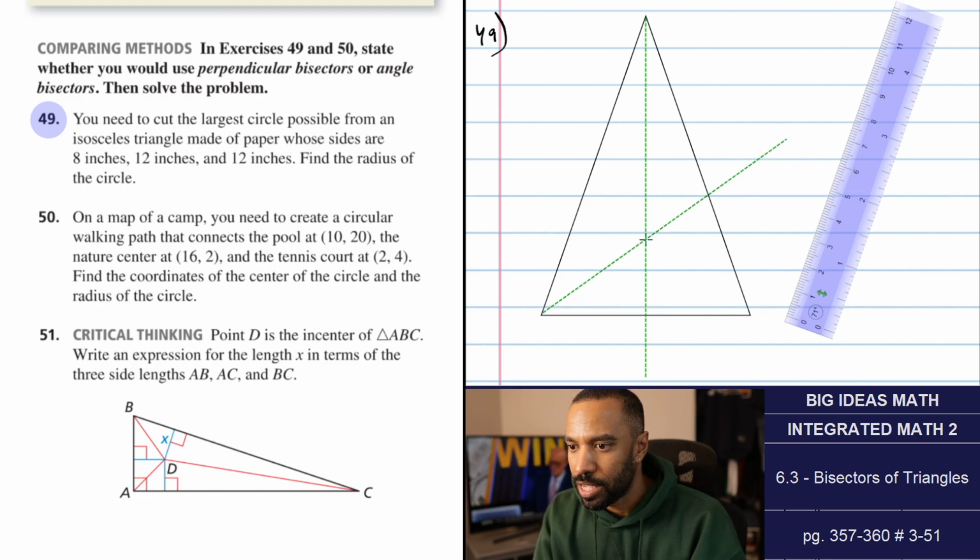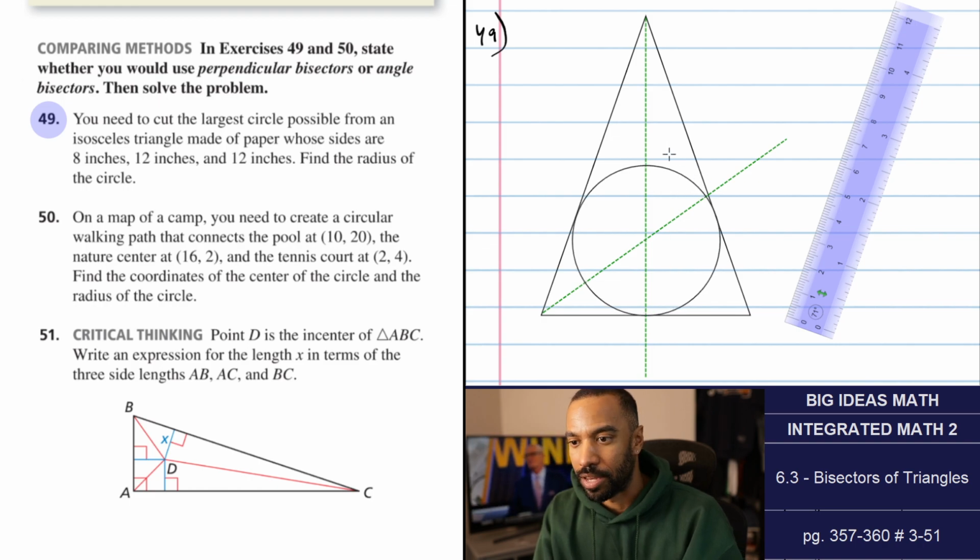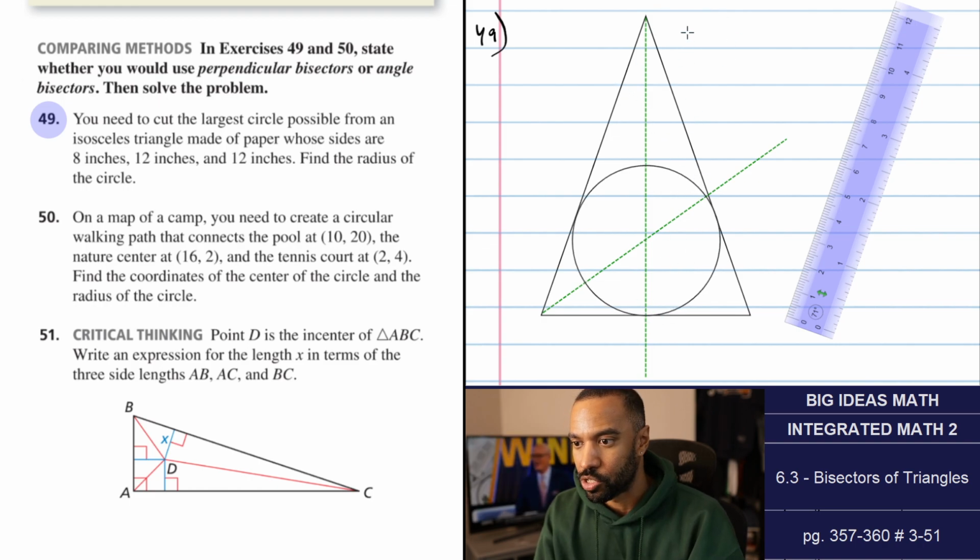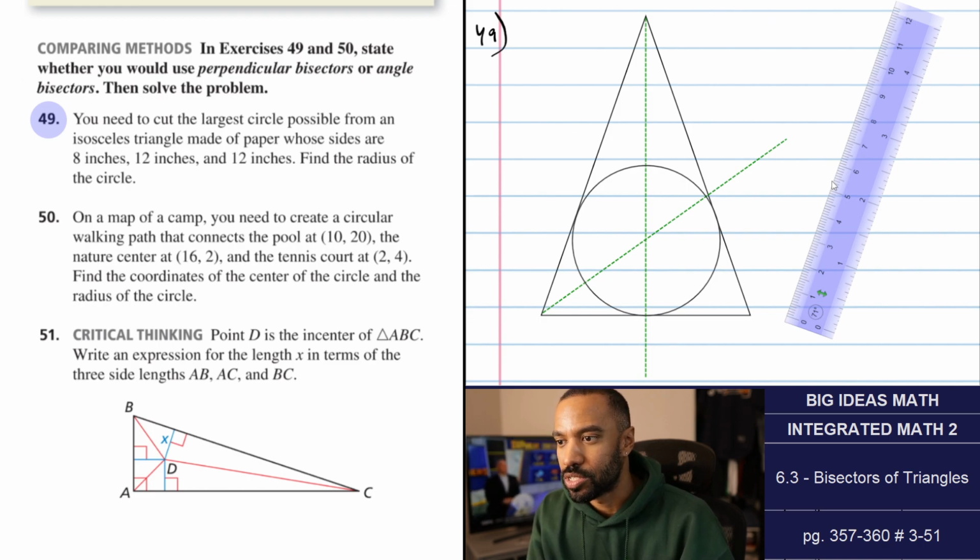Okay, so from here, if that's my in-center, I can draw a circle that's going to go out like that. Okay, that's pretty good. And knowing that, well, I don't need the perpendicular bisector thing anymore. I just know it's going to hit out there. Okay, so now the question is, how long is that?